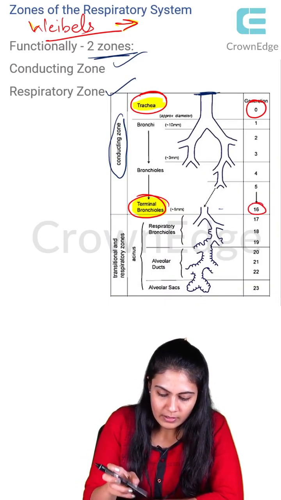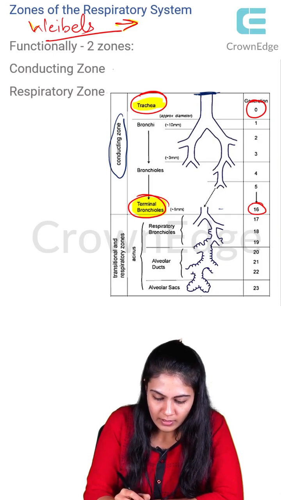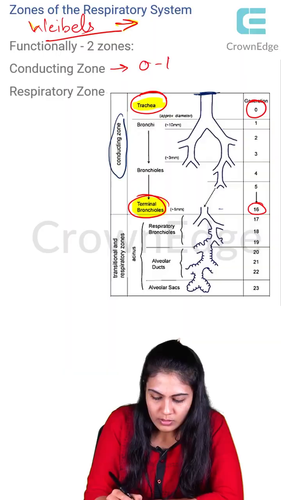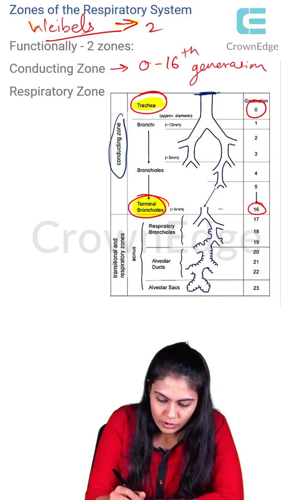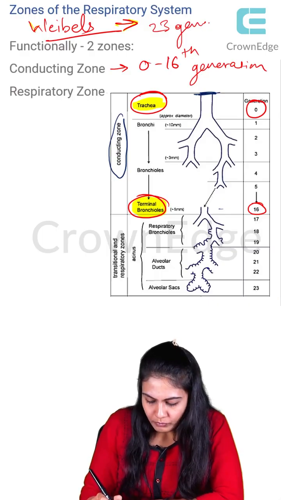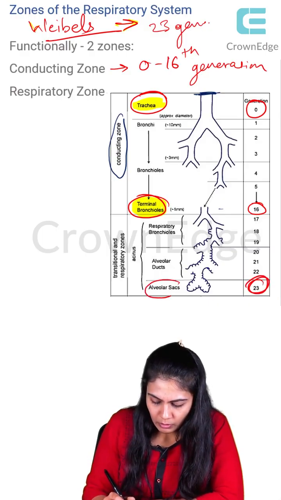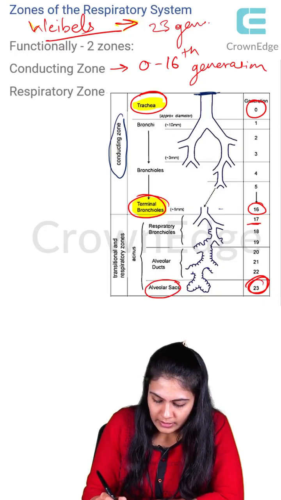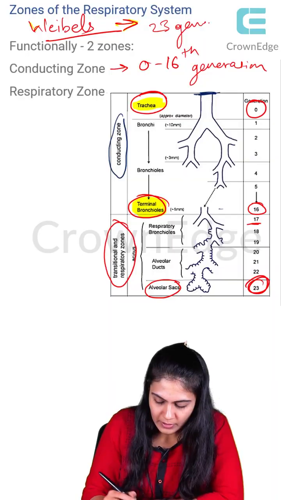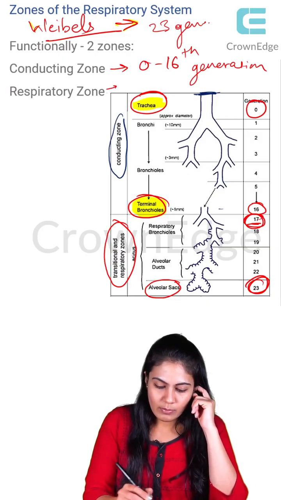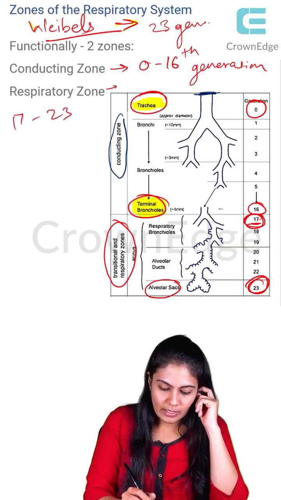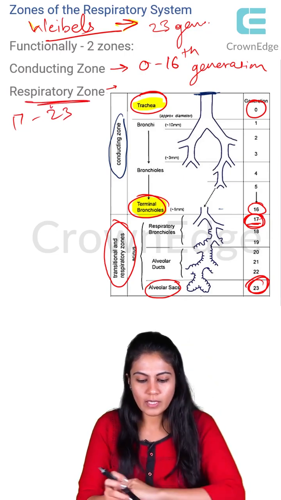So what we understand by this is that the conducting zone, if they ask, is nothing but the 0 to 16th generation, right? And he said that there are 23 generations in total. So what is the 23rd? It is the alveolar sac. When the transitional or respiratory zone started, it started at number 17. So number 17 to 23, they are the respiratory zones, right?